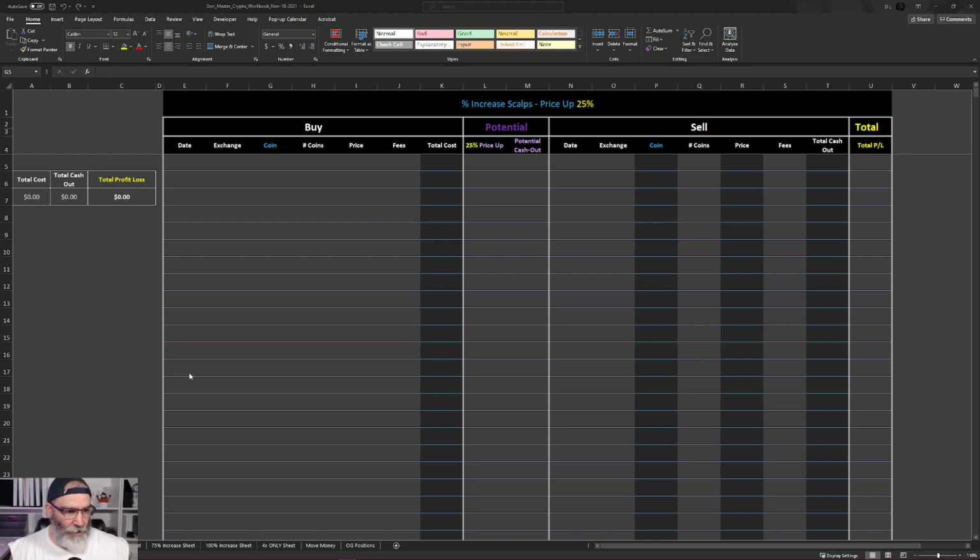And let's say the price of the coin was $1. So I bought the coins. They're sitting in my exchange. The price goes from $1 to $1.25 today. I'm selling because I did exactly what that sheet told me to do. And you're going to see how it works in a second.